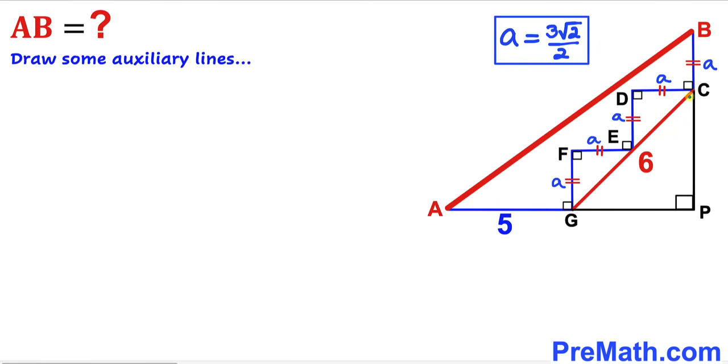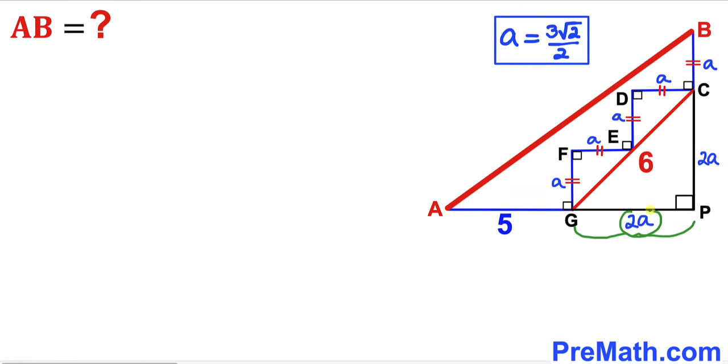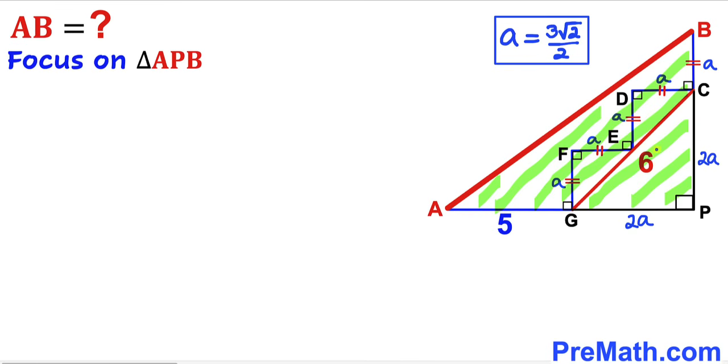And now let's make an observation. We can see that this whole segment CP is going to be equal to the sum of these two individual segments, a and lowercase a as well. So this segment has got to be 2 times a. And likewise, this segment GP is going to be 2 times a as well, since each piece is lowercase a. And now we are going to focus on this big right triangle APB.